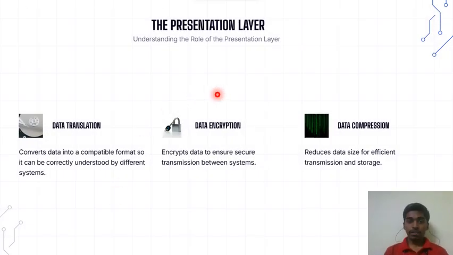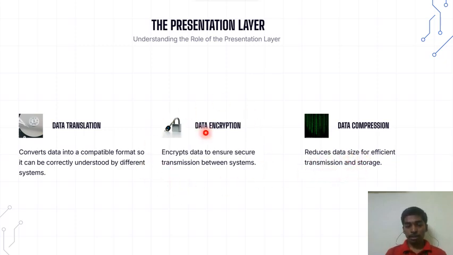After the application layer, data reaches to presentation layer. The functions of presentation layer are data translation, data encryption, and data compression, also data reformatting. In data translation, presentation layer converts the data into a compatible format so it can be correctly understood by different systems. In data encryption, presentation layer encrypts the data to ensure secure transmission between systems. And in data compression, presentation layer reduces the size of data for efficient transmission and storage.